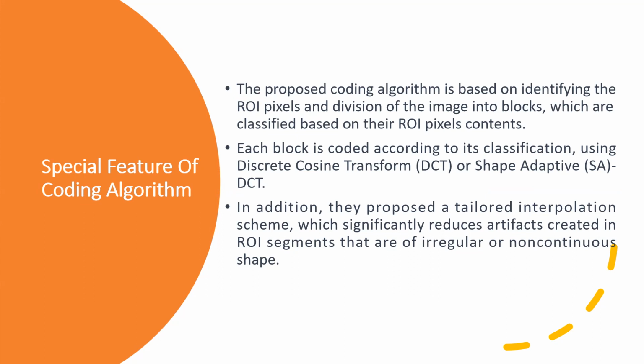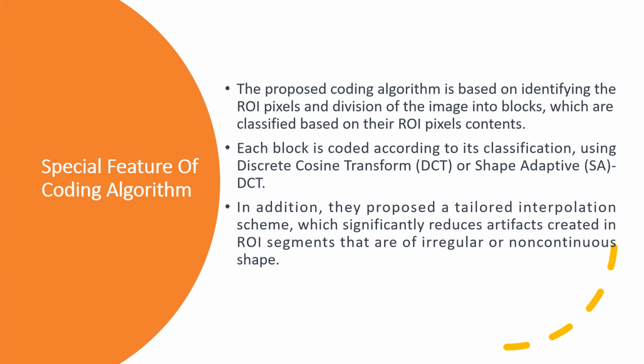The special feature of the coding algorithm proposed in this paper is that it is based on identifying the ROI, meaning region of interest pixels, and division of the image into blocks which are classified based on their ROI pixel contents. Each block is coded according to its classification using discrete cosine transform, DCT, or shape adaptive, SA. In addition, they proposed a tailored interpolation scheme which significantly reduces artifacts created in ROI segments that are of irregular or non-continuous shape.